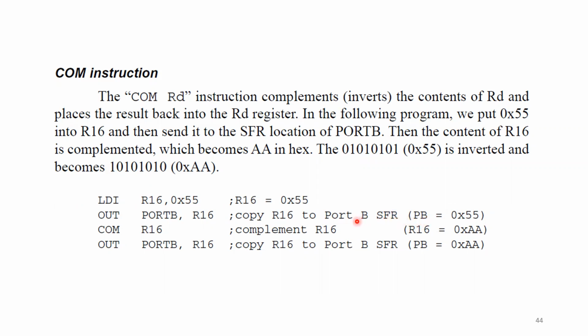Okay, nice. Then com R16, which complements R16. So the value inside R16 now would be AA instead of 55, and then out port B, R16. So the data in R16, which is AA now, will be stored in the port B output. So the port output would be complemented.